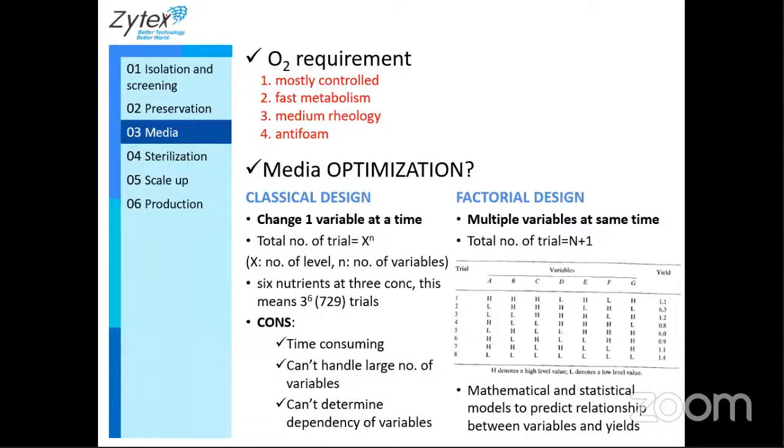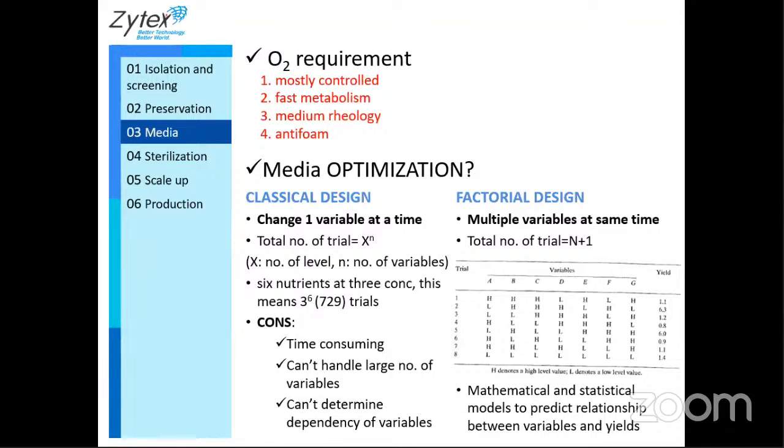Even if I try to do it, I may end up with a huge amount of data, which is not easy to analyze. So it is very time consuming. I cannot handle a large number of variables. Say it is just 6 and I am not able to handle these many trials. If it is 10, then how will I handle it? Then the interdependency of the carbon and nitrogen source, that also I won't be able to check.